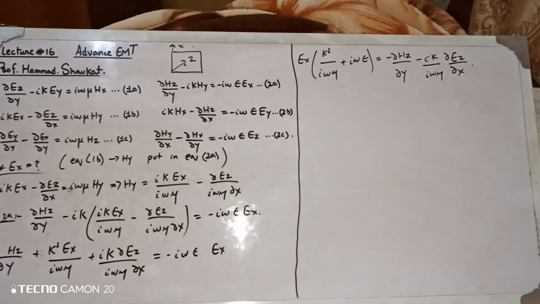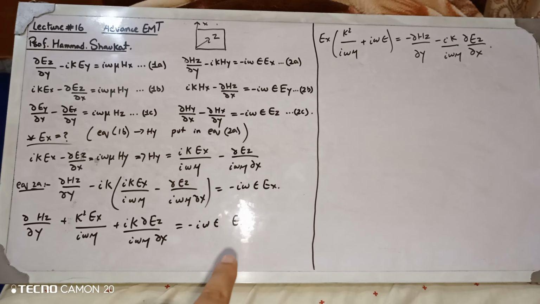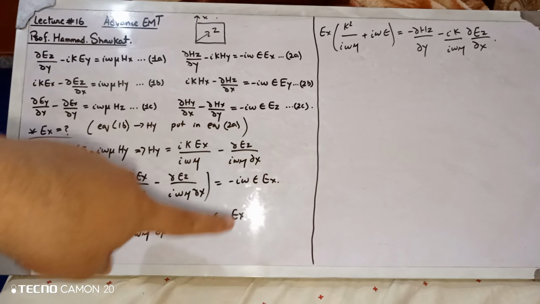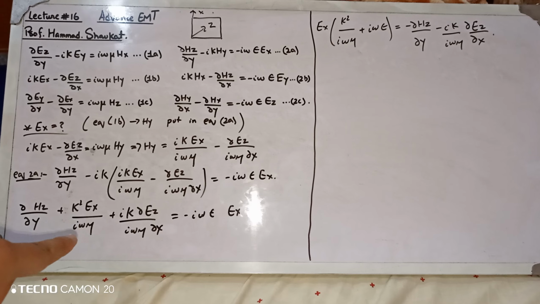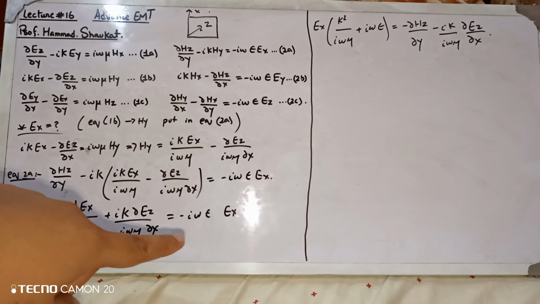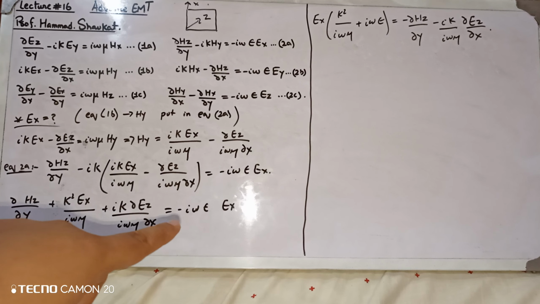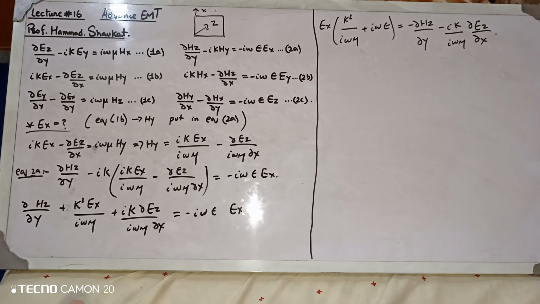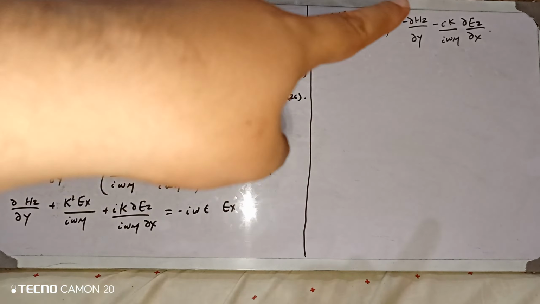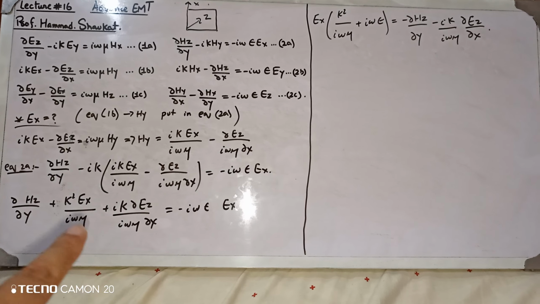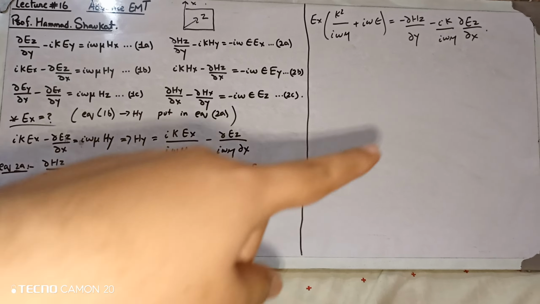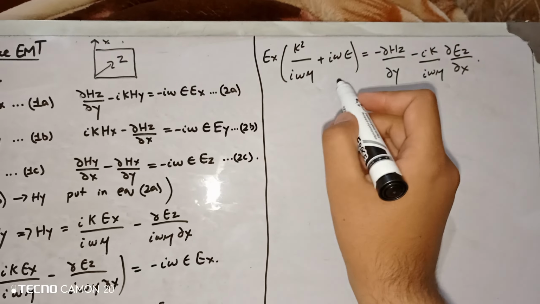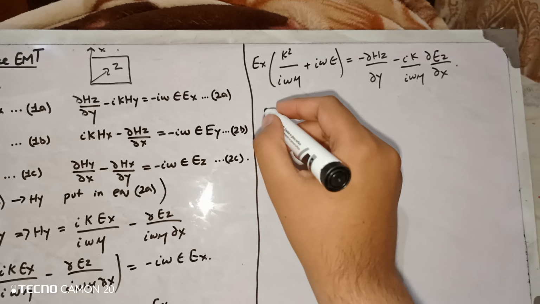What I did here is I just moved this Ex term to this Ex term and took Ex common, and here we are left with k squared by iota omega mu, and when this comes here it is positive, so you are left with iota omega epsilon. I moved this term to the other side, that's why there is a minus sign, and this term I also moved to the other side, so also minus here. Now the next step is to just take the LCM, and then further things we have to do.